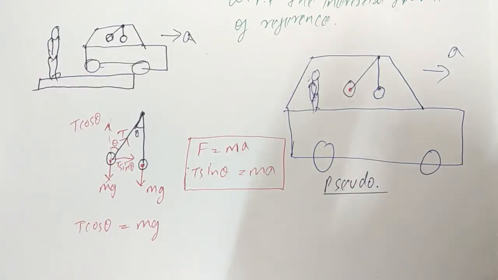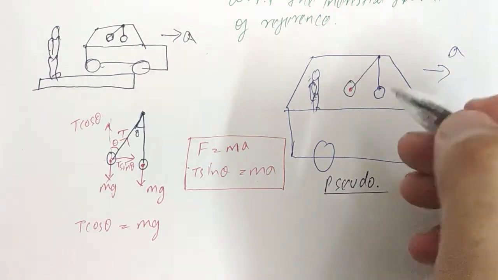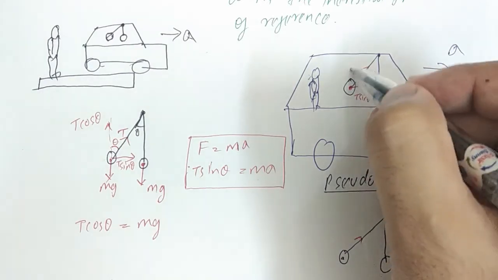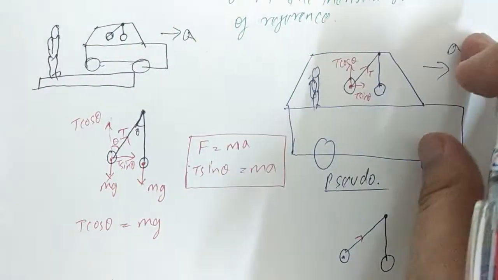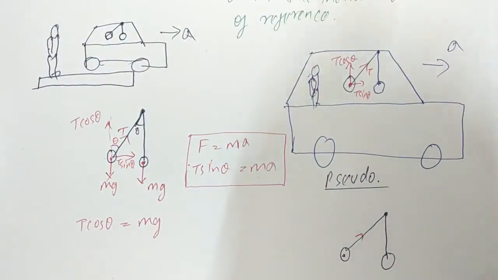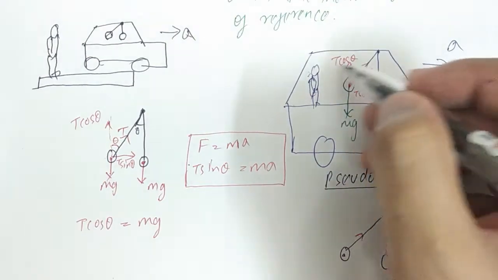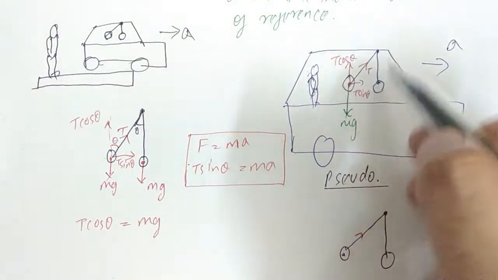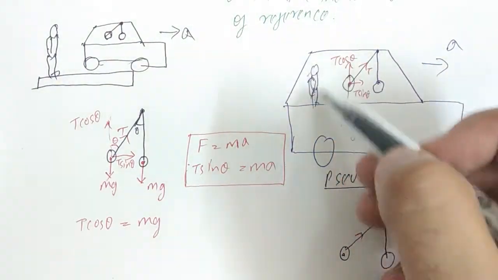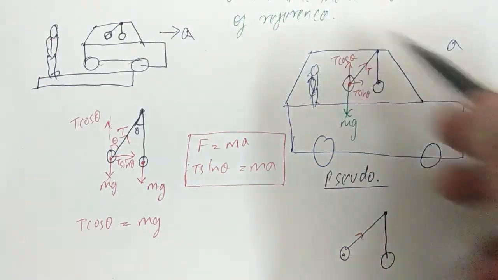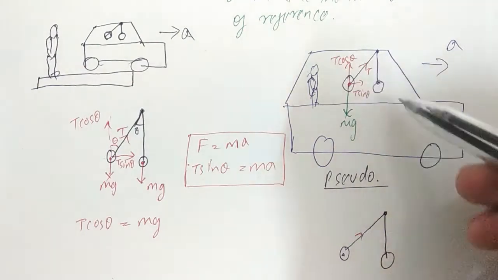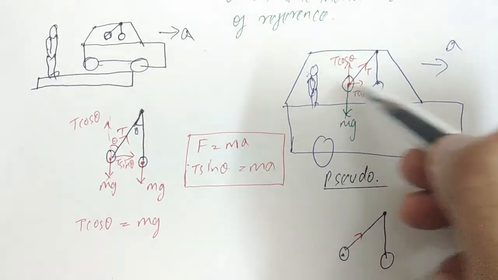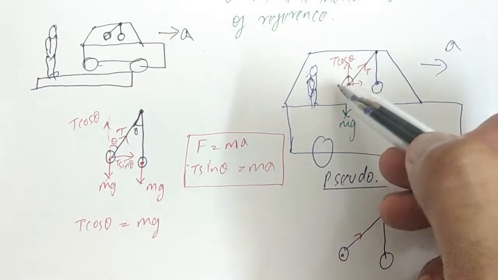So you again resolve the tension into two components. Say, for example, this is the tension force, and this is T sin theta acting in this direction, and this is T cos theta. Here also the weight of the pendulum is balanced by T cos theta. That can be understood, but we cannot say that T sin theta is accelerating this pendulum, because both the person as well as the pendulum are accelerating in the forward direction. So he will feel that the bob has to be stationary. It should not have moved in the backward direction.